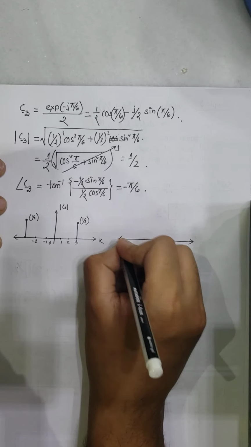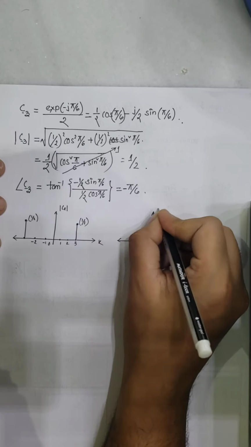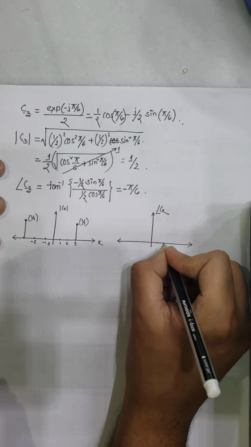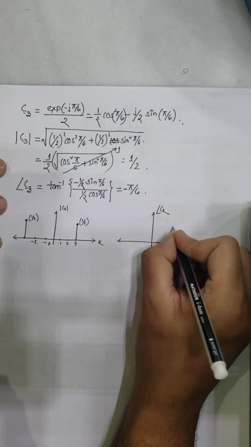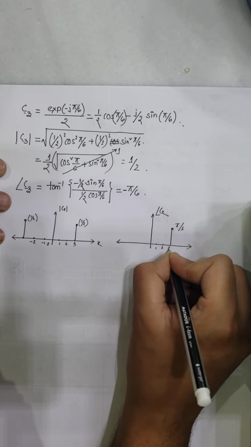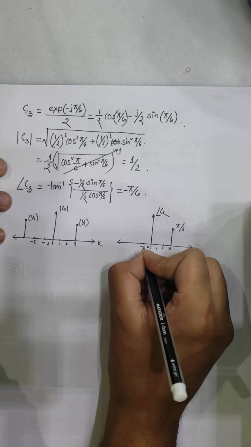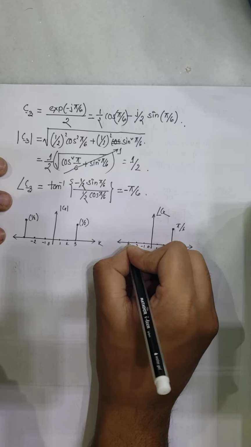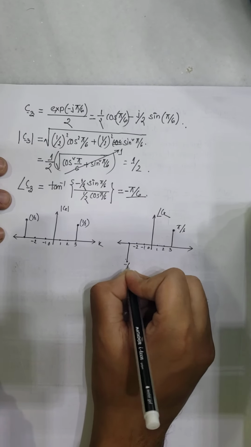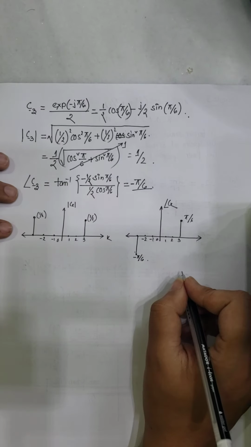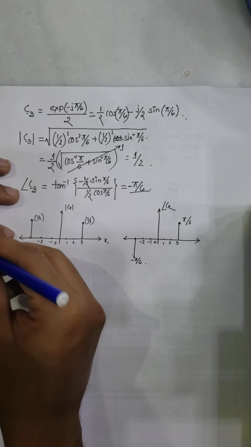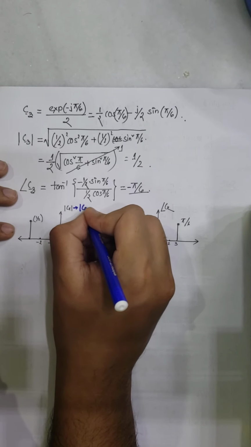To determine the phase spectra, the angle of C of k, at 1 the angle is 0, at 2 the angle is 0, and at 3 the angle will be pi over 6. At negative 1 it is 0, at negative 2 it is also 0, and at negative 3 it will be negative pi by 6.